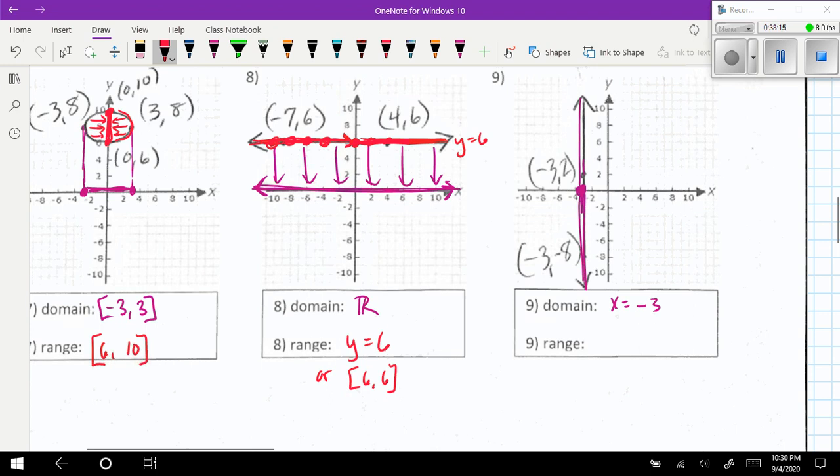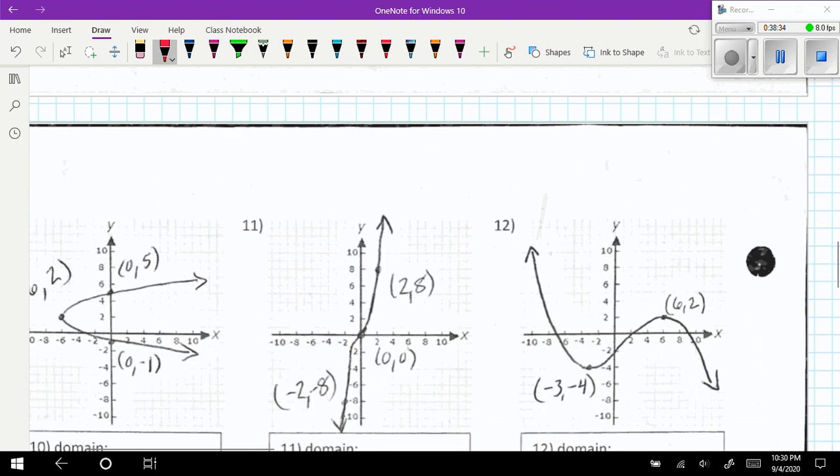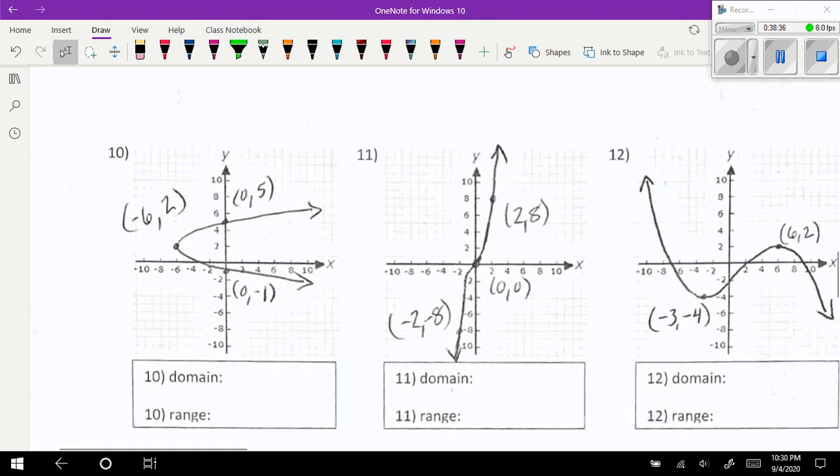Okay, so now my range here, range goes down forever, up forever. If I were to move that to the y-axis so I could read all my y values, the y-axis would be completely full. The range is all real numbers. 9 more problems. I'm going to speed myself up, even though I keep saying that and I don't do it.